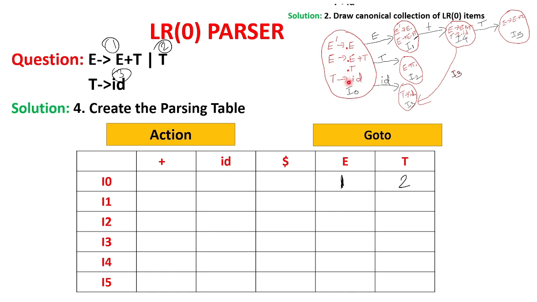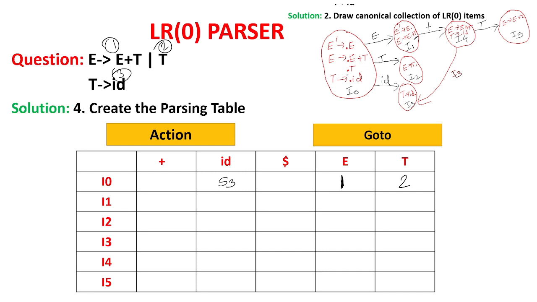Then I0 on ID goes to I3. So you have to write it as S3. Why S3? S for shift. Whenever you have a terminal, just write the S because you are shifting the dot to the next place, or you are going to the next state. So I0 on ID is getting shifted to S3, that is the state I3.